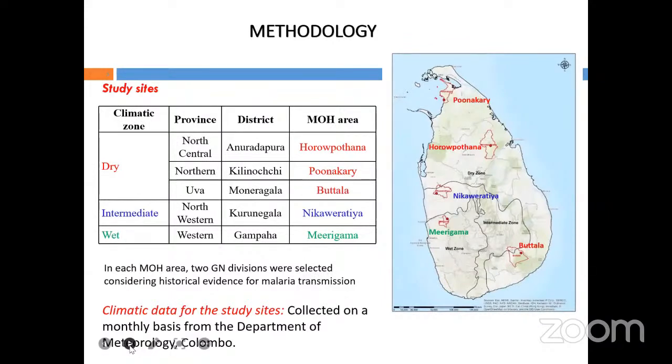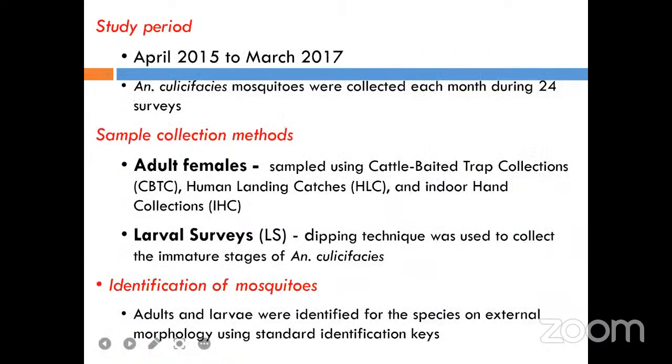In each of the above 5 study sites, 2 GN areas were selected based on the historical evidence of malaria transmission. The climatic data of the 5 study sites were collected from the Department of Meteorology, Colombo, on a monthly basis. Anopheles culicifacies mosquitoes were collected on a monthly basis from April 2015 to March 2017 during 24 surveys. There were 4 sampling methods used for collection, and out of these 4, 3 were adult collection methods, namely cattle baited trap collection, CBTC, human landing catches, HLC, and indoor hand collection, IHC.